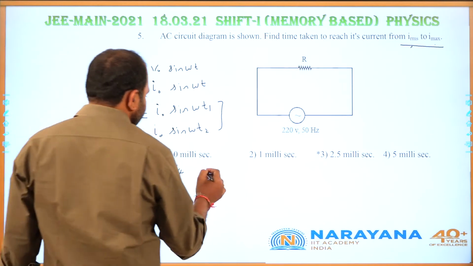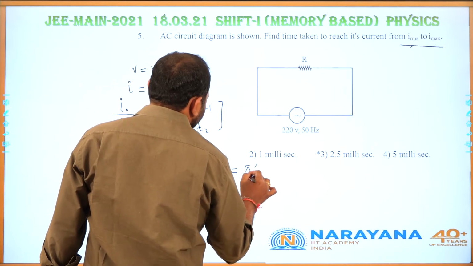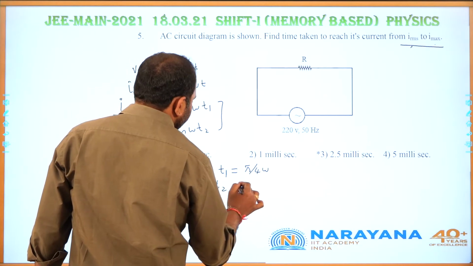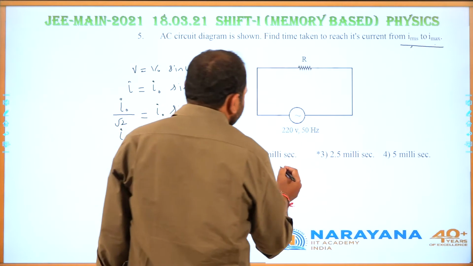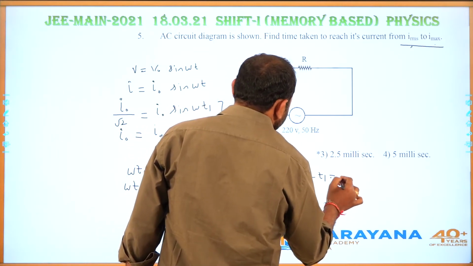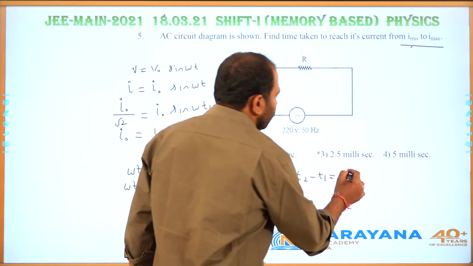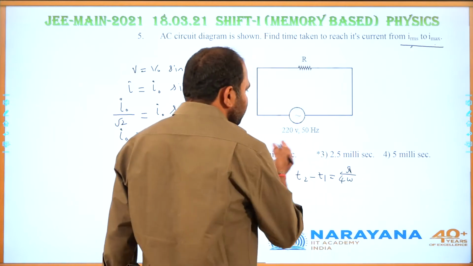Now, it is clear from this, T1 equals pi by 4 omega, T2 equals pi by 2 omega. The difference of these two times is to be calculated. T2 minus T1, it is clear, pi by 2 omega minus pi by 4 omega will be equal to pi by 4 omega. Now let us substitute the value of omega.